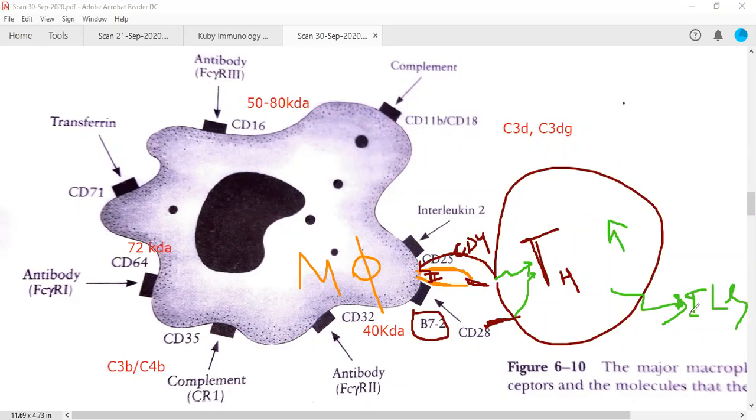For example, interleukin 2, interleukin 4, all these are secreted from the T helper cell, and they will, for example, interleukin 2 receptors are present over macrophage itself or monocytes. They will activate the monocytes into highly activated macrophages. So that's how this pathway, this mechanism is performed by the immune cells and immune system.